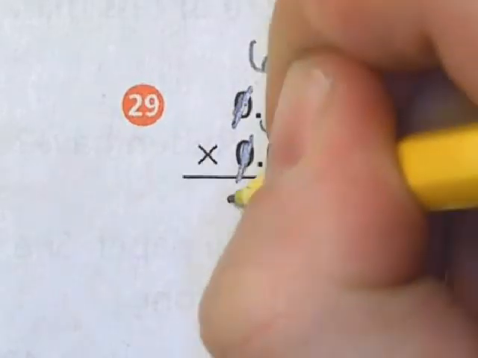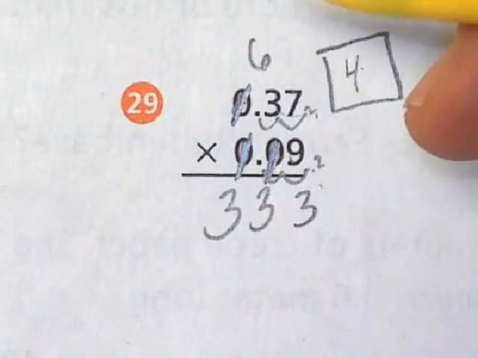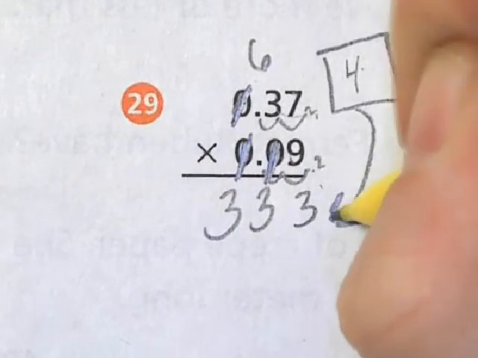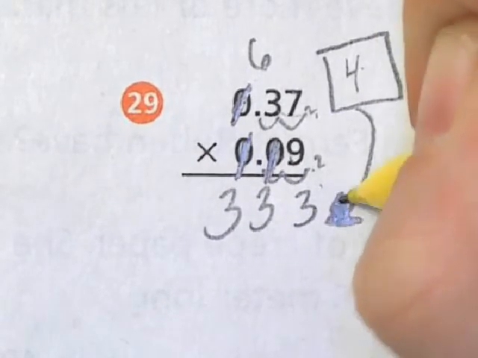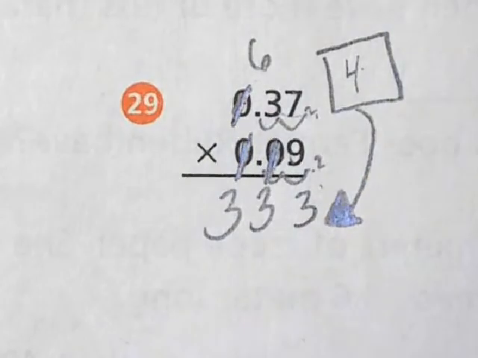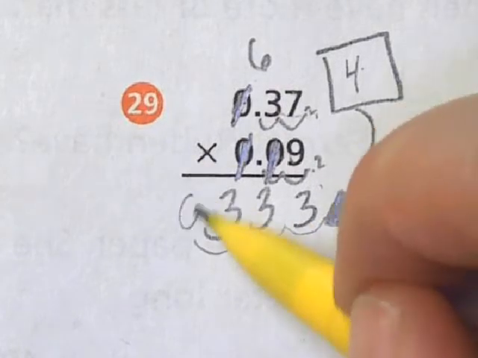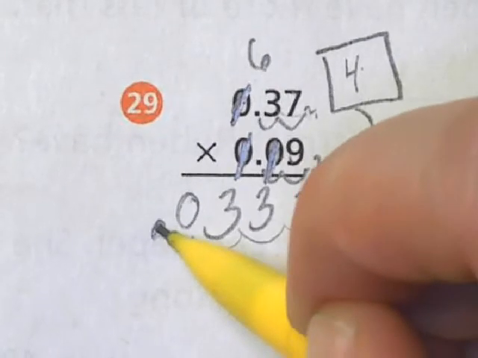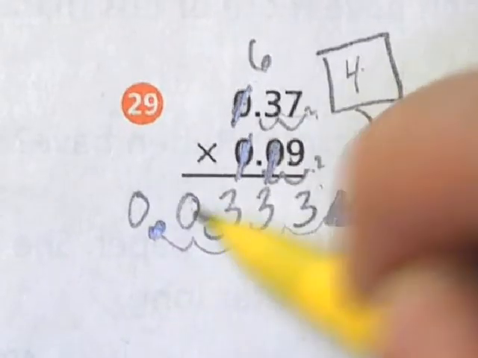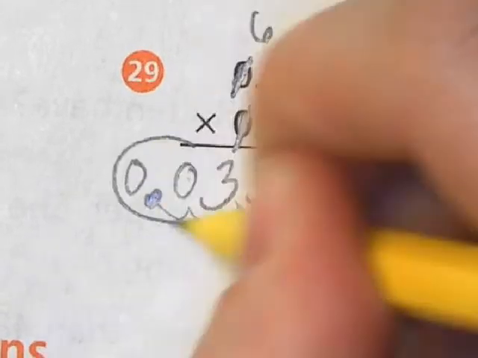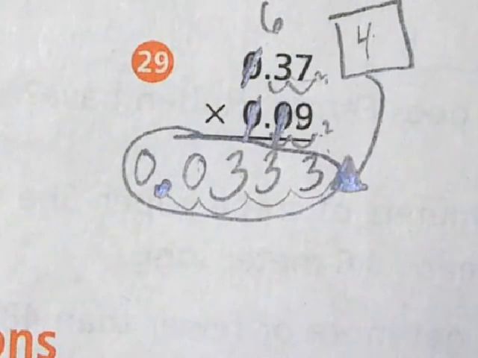Let's do it. 9 times 7 is 63. 9 times 3 is 27, plus 6 is 33. All right. And then I move the decimal 4 places. Uh-oh, that looks like it's going to maybe be hard. How do I move it 4 places if there's only 3 numbers? I've got to put a 0, the hero. I have to put a 0 there to hold that place value. So it's 0.0333. That's pretty crazy. That is the answer.